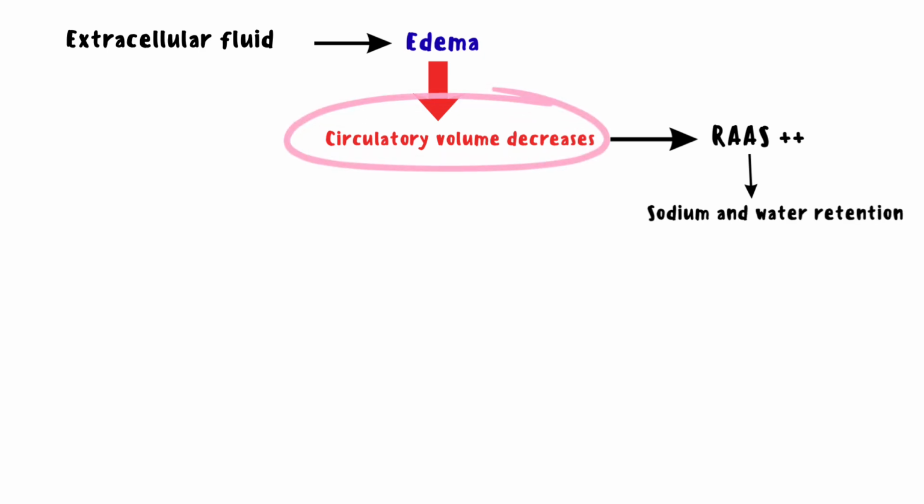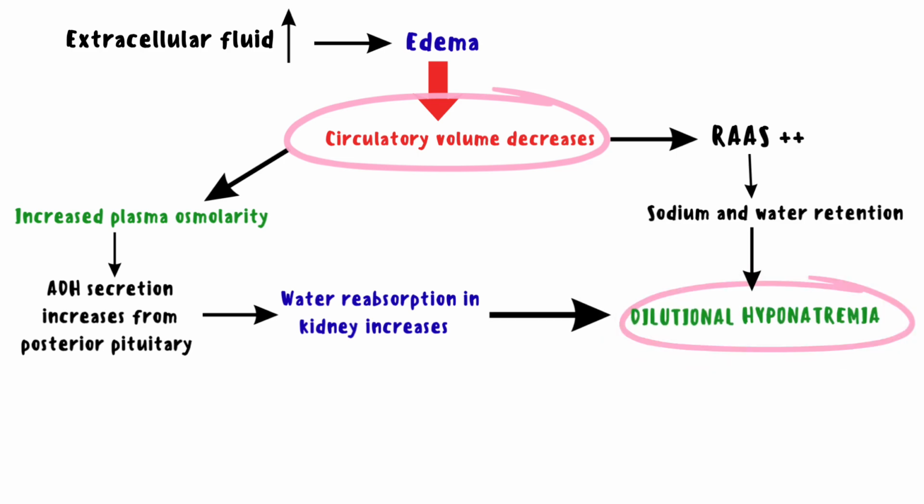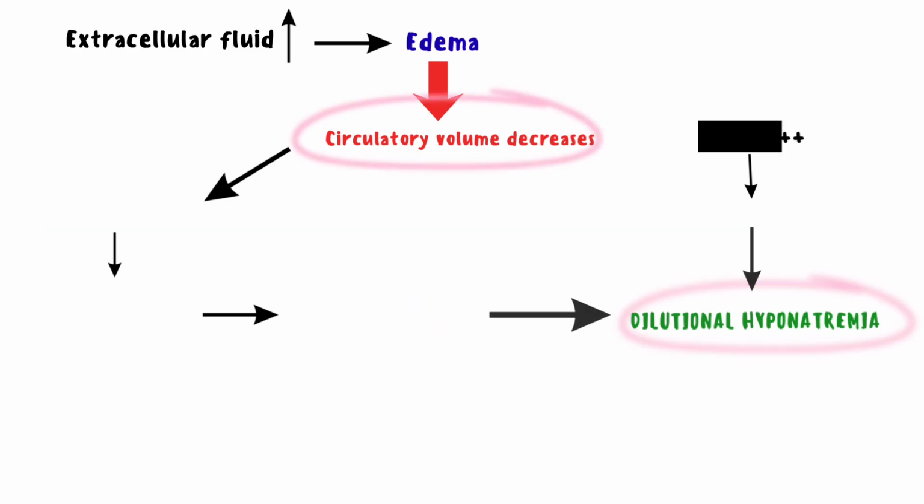Because of less circulatory volume, plasma osmolarity increases, which triggers more antidiuretic hormone release from the posterior pituitary gland, and more water reabsorption happens in the kidney. This triggers dilutional hyponatremia. Now we will move on to the treatment of hyponatremia.